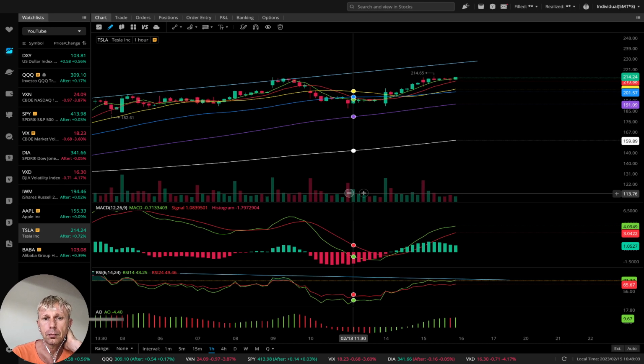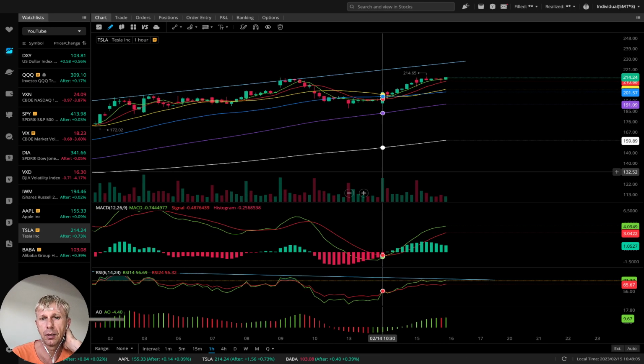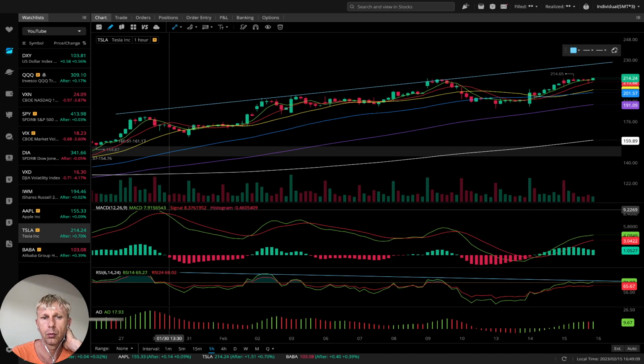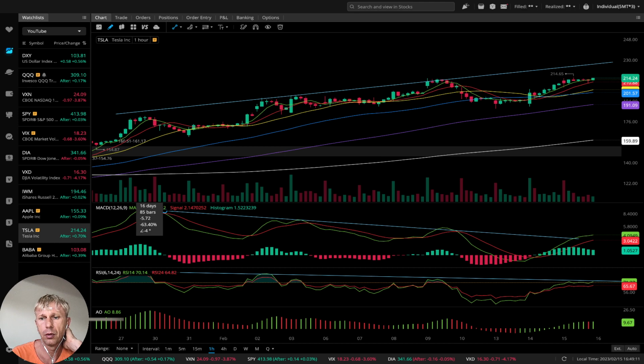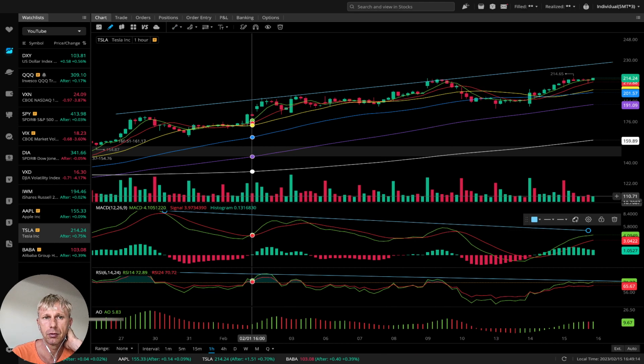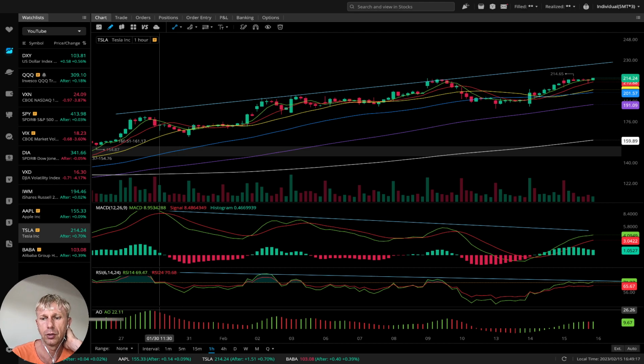Same direction, right? Like I showed you, look at it on 1 hour: bearish divergences on MACD, same on RSI, and on the Awesome Oscillator, same story. Same bearish divergences.